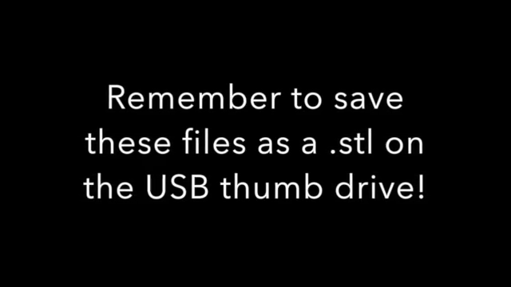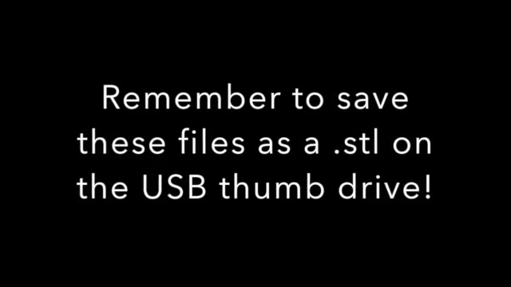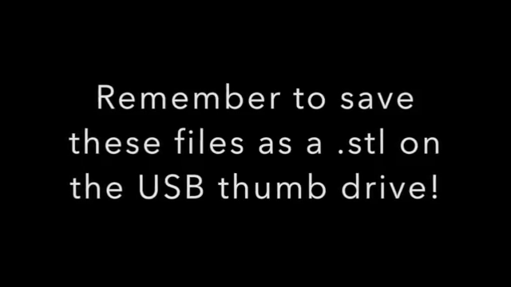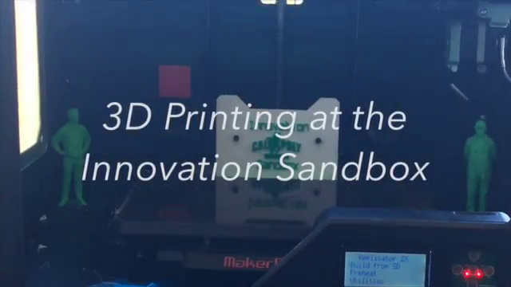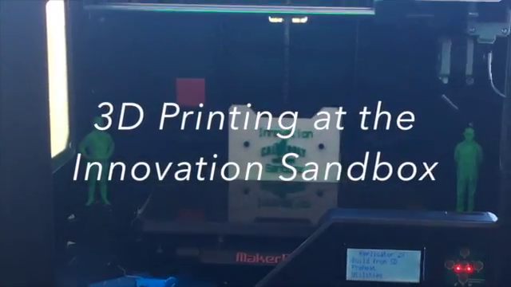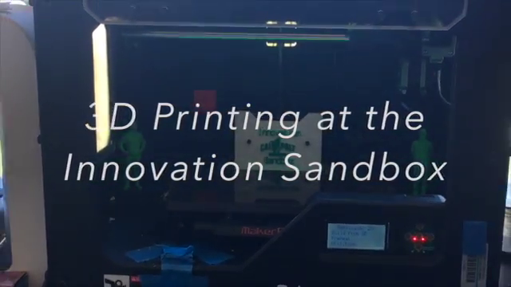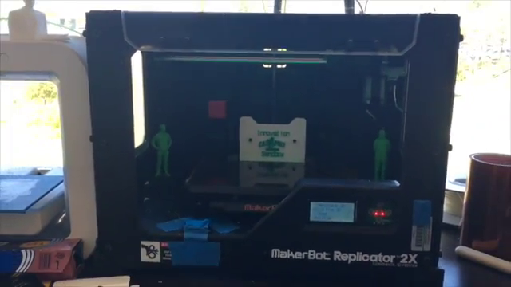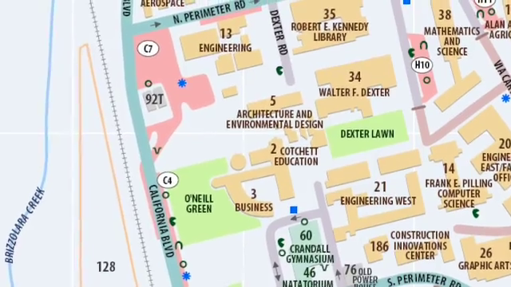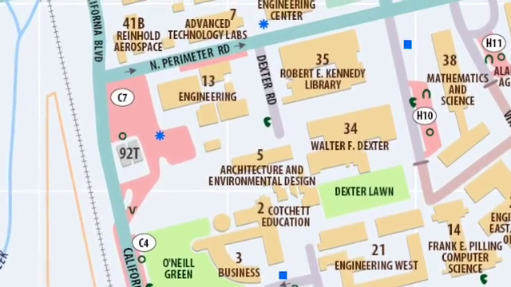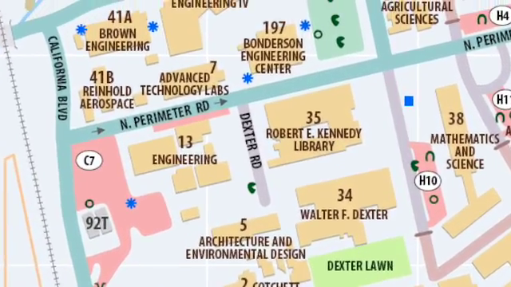Before closing your designs, remember to save these files as an STL on your USB thumb drive. Now that we have all of our designs made in SOLIDWORKS, we will begin stage 4, 3D printing at the Innovation Sandbox. To get to the Innovation Sandbox from our classroom, you would want to go north up to building 197.